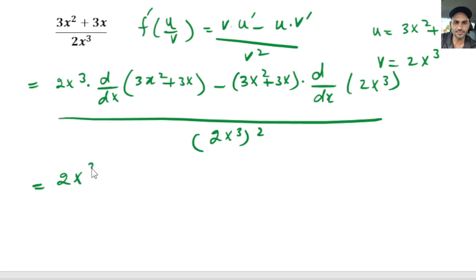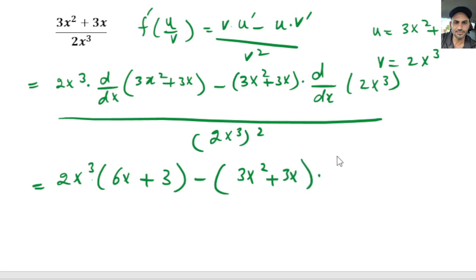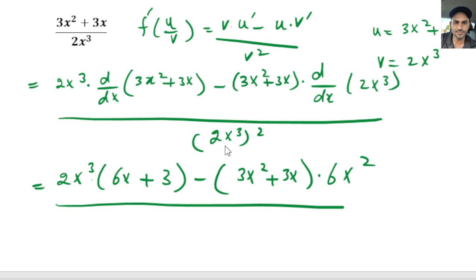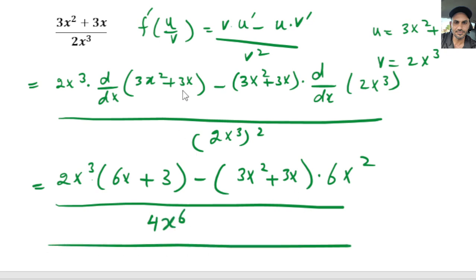Okay. Now we can go ahead and simplify this. 2x cubed times the derivative of this part, which is going to be 6x plus, for 3x the derivative is just 3, minus 3x squared plus 3x times the derivative of 2x cubed, which is just 6x squared, everything divided by 2x cubed squared. You can write it as 4x to the 6th power. So this is our final answer for this problem.